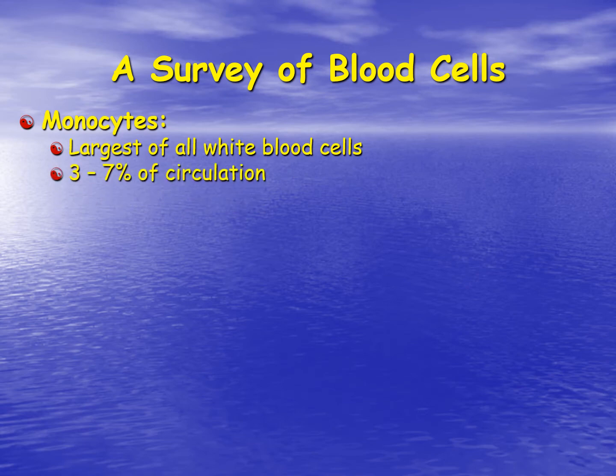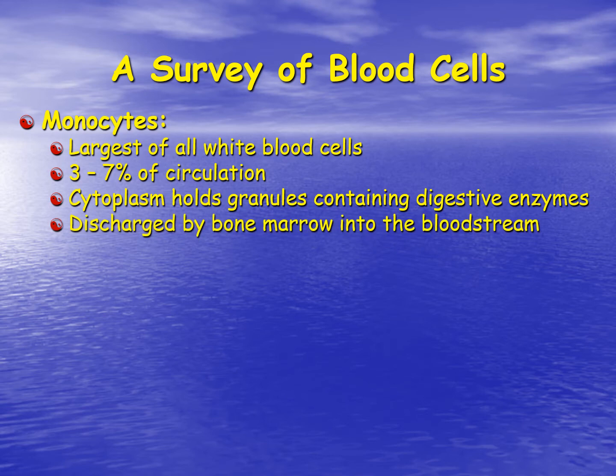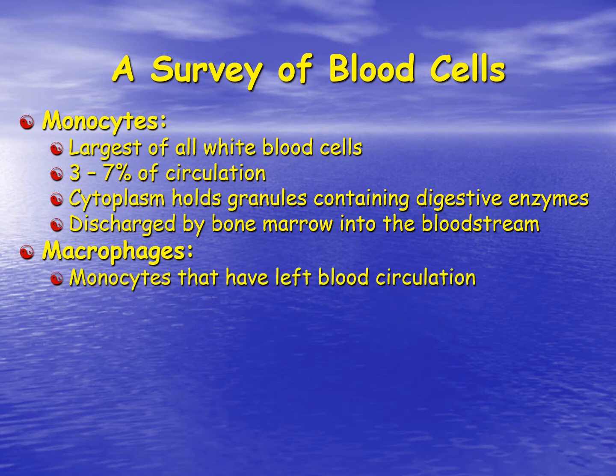Monocytes, again, the largest, they make up about 5% of all white cells in circulation. And the reason for that is actually they are going to be exiting and going out into the tissues fairly quickly. The cytoplasm of monocyte does have some very small granules that contain digestive enzymes, but these are not easily seen upon staining. They are discharged by the bone marrow into the bloodstream and travel to the tissues where they are needed, exit the bloodstream through a process known as diapedesis, and actually then become the macrophage.